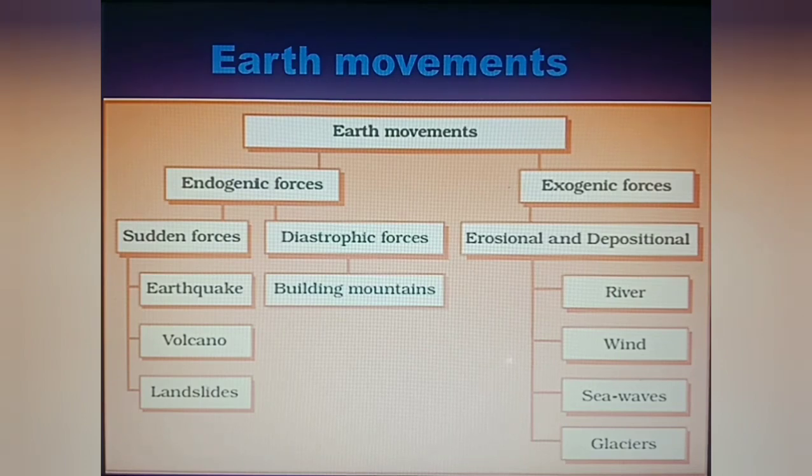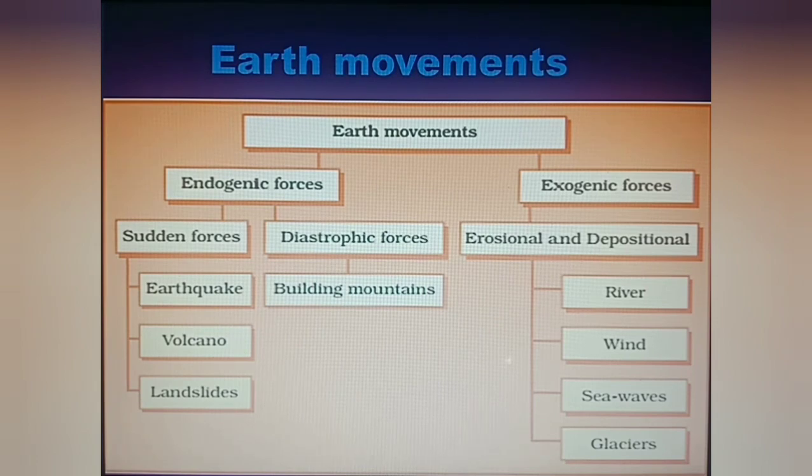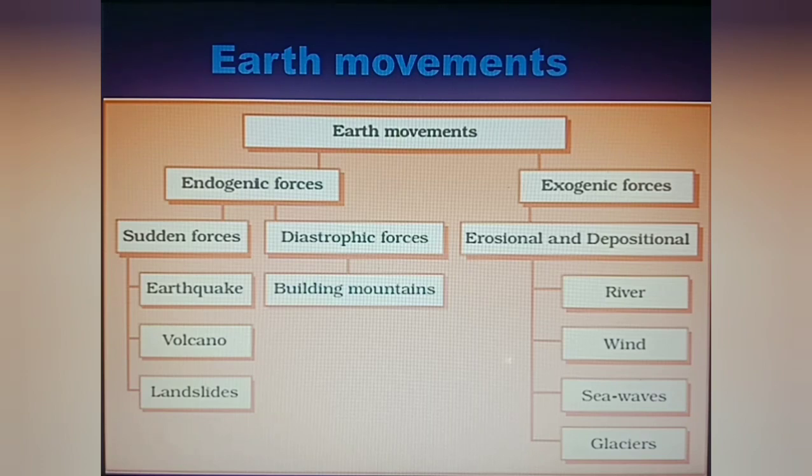Earth movements. The earth movements are divided on the basis of the forces which cause them. The forces which act in the interior of the earth are called endogenic forces, and the forces that work on the surface of the earth are called exogenic forces. Endogenic forces sometimes produce sudden movements and at other times produce slow movements. Sudden movements, examples: earthquake, volcano, landslides. Building mountains is an example of slow movements.